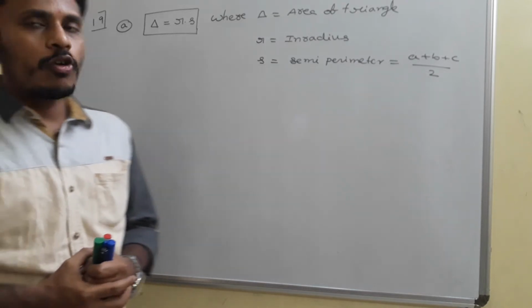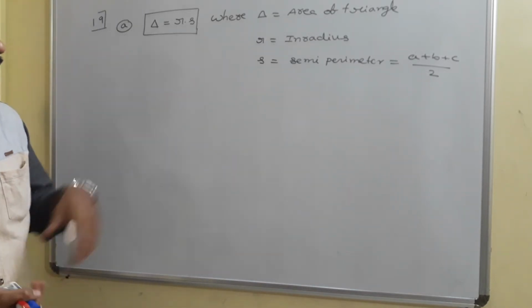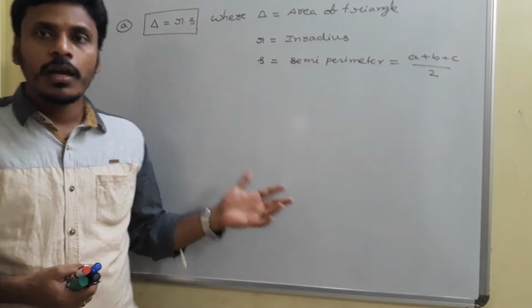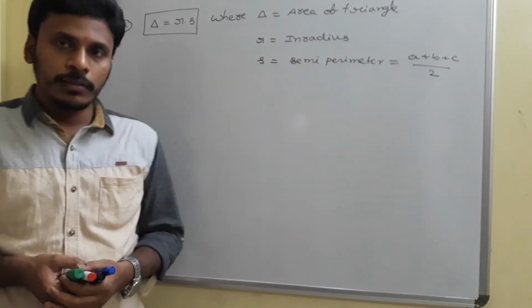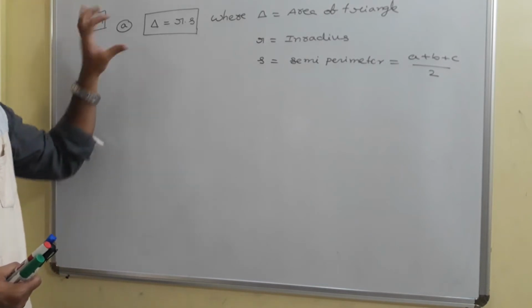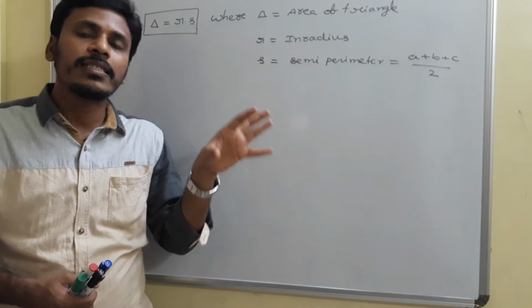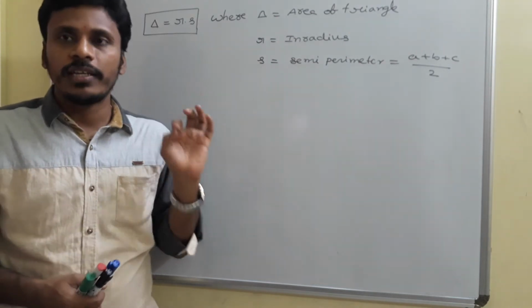where delta is the area of the triangle, r is the in radius, and s is the semi-perimeter. Okay, we discussed different formulas in the previous classes, and now this is the new one. Since the formula involves the in radius, you need to concentrate on the in circle of the triangle. So what is the in circle?